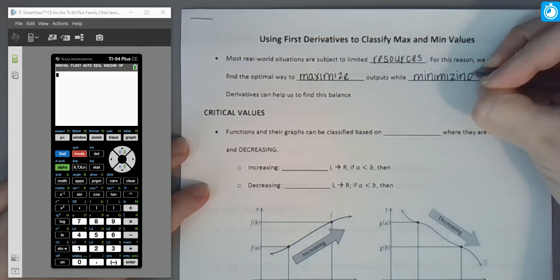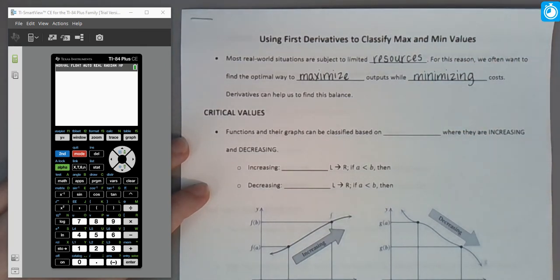So we want to maximize productivity while minimizing how much it costs us to do so. Derivatives are going to be useful in helping us find this balance, the balance between maximization and minimization of cost. Over this section and the next couple of sections, we're going to focus on maximization, minimization, or more generally what we can refer to as optimization. The first thing we need to talk about is something called a critical value.